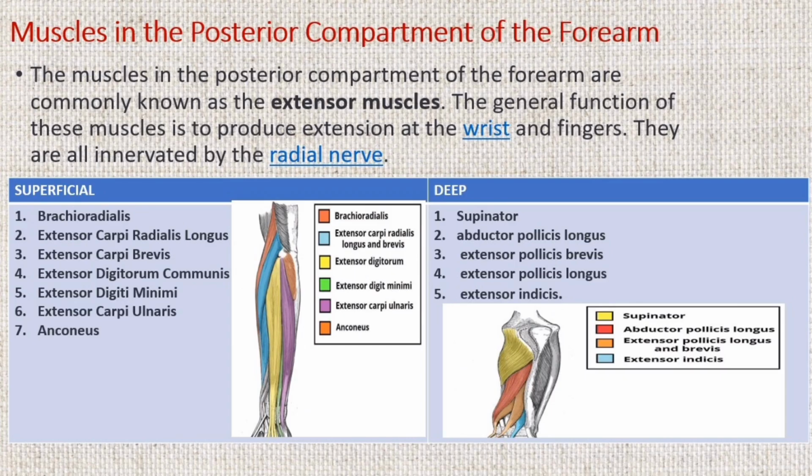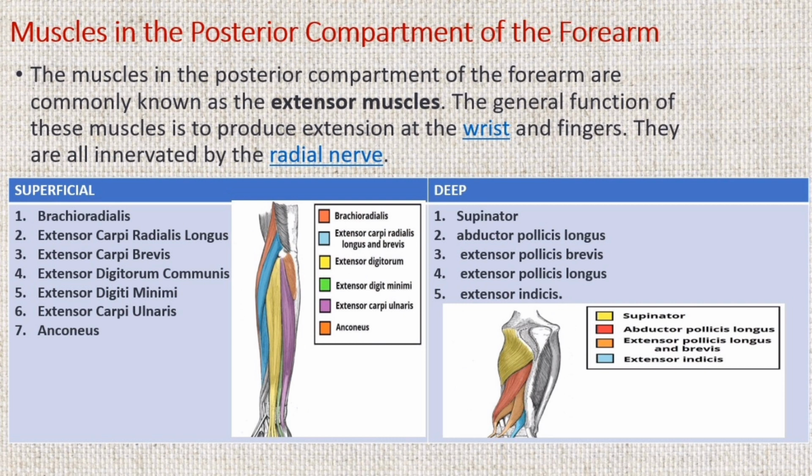The muscles of the posterior forearm. The muscles in the posterior compartment of the forearm are commonly known as the extensor muscles. The general function of these muscles is to produce extension at the wrist and fingers. They are all innervated by the radial nerve.